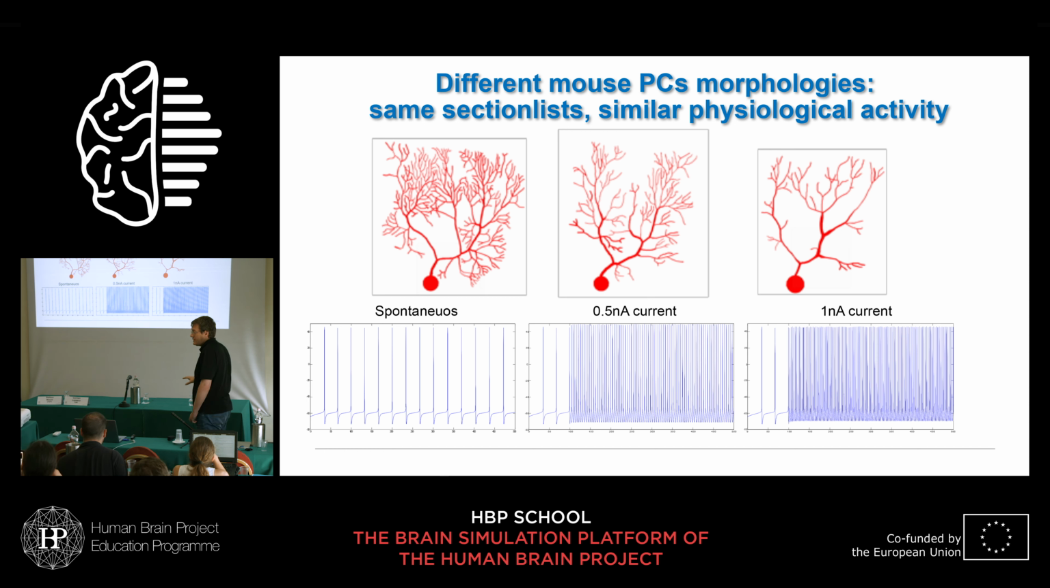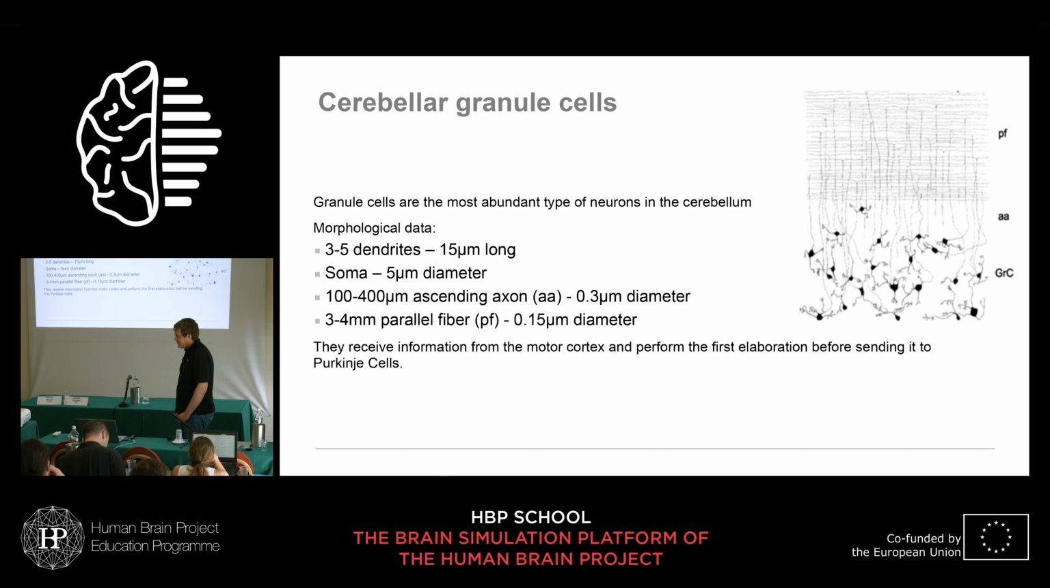With the same section list, I'm able to obtain the same, or at least a similar physiological activity without changing anything else. So the morphology is different, but the results are equal, or at least there is some variation in the frequency, but the amplitude, spike shape, which is very important, and the overall response to the current injection are the same. So ranging from one side to the other, the granule cell is the other example.